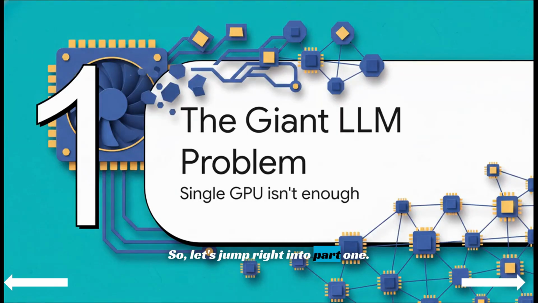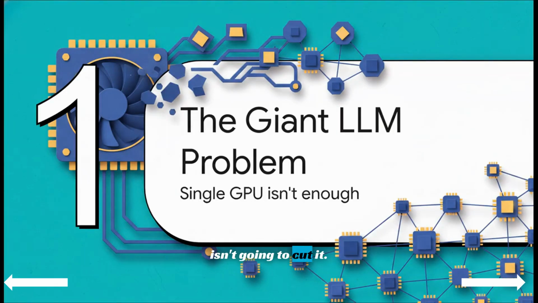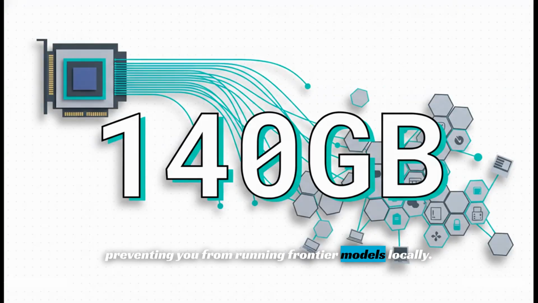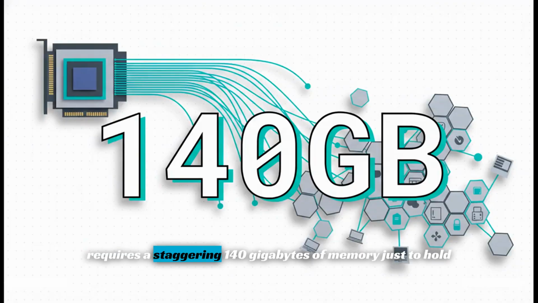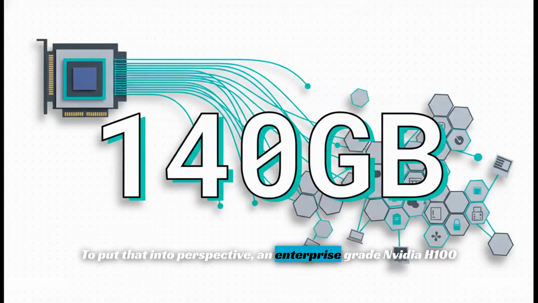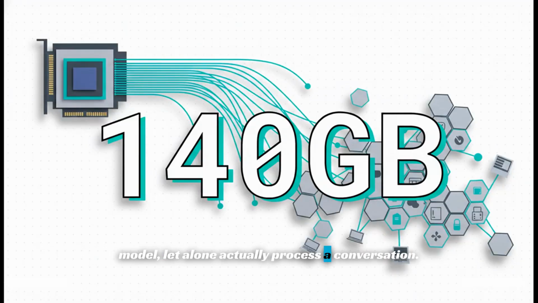So let's jump right into part 1, the giant LLM problem, and specifically why a single GPU just isn't going to cut it. We really have to start with the fundamental bottleneck that's preventing you from running frontier models locally. And that's memory capacity. Look, a 70 billion parameter model running in FP16 precision requires a staggering 140 gigabytes of memory just to hold the weights. To put that into perspective, an enterprise-grade NVIDIA H100 only has 80 gigabytes. So a 70 billion parameter model completely eclipses the capacity of standard consumer GPUs. You'd need multiple, insanely expensive cards just to load the model, let alone actually process a conversation.